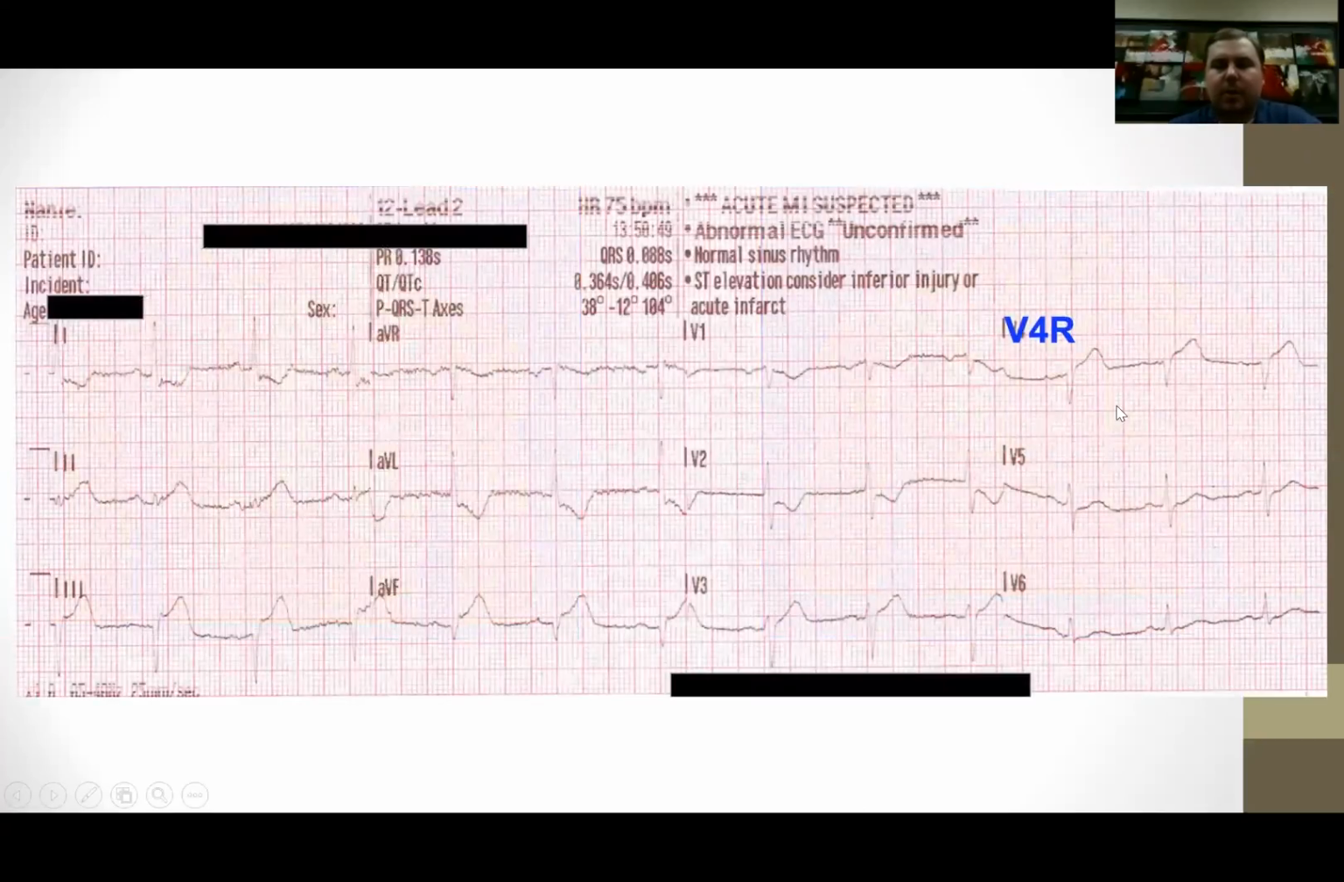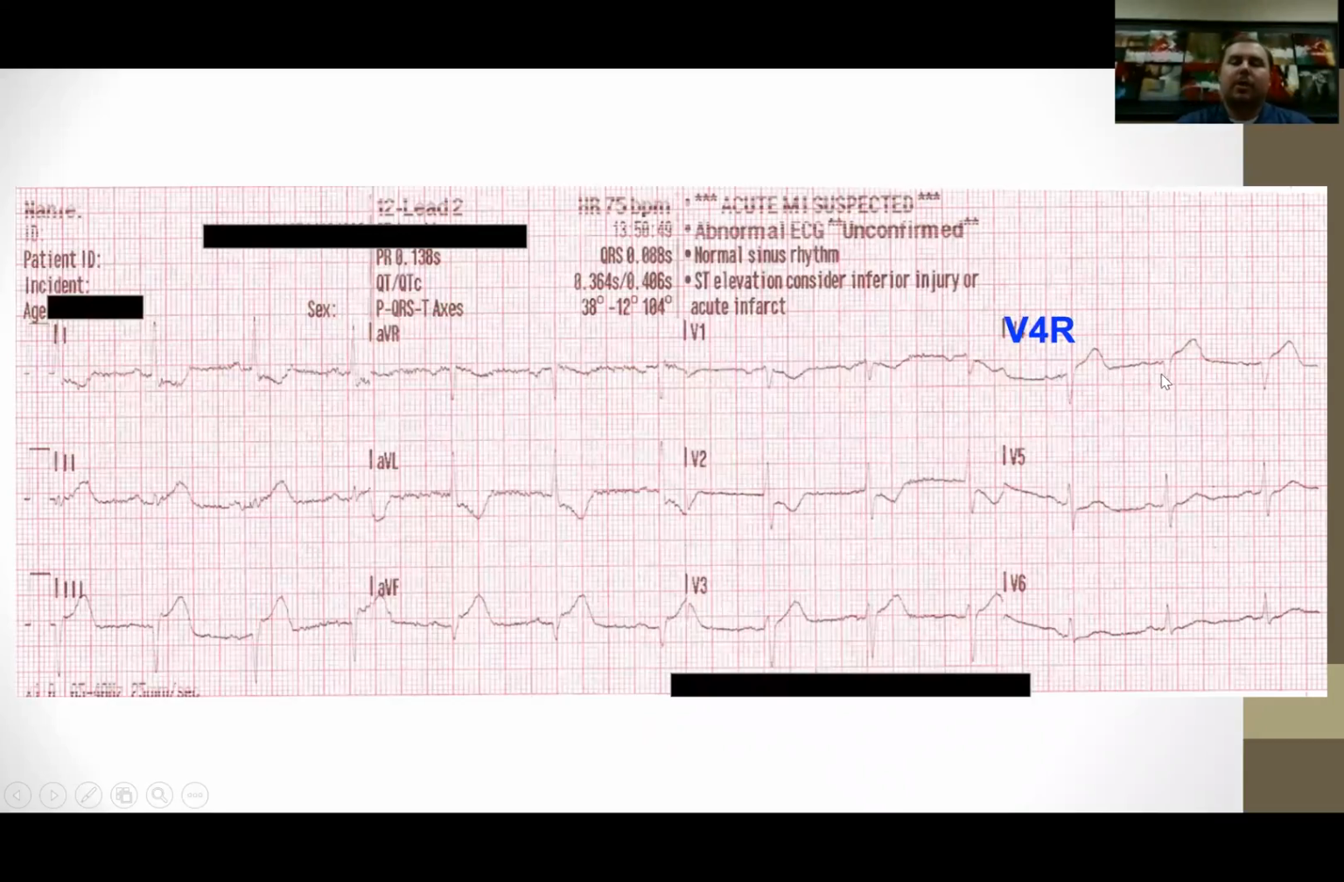So this is what V4R would look like. Looks like they only switched over V4 to do a right-sided. This is ST depression, T-wave inversion in lead 2. So that's always a sign that it could be posterior. This also has an inferior MI as well. So this would be an inferior posterior MI. So this is an obvious case to look for right-sided involvement.